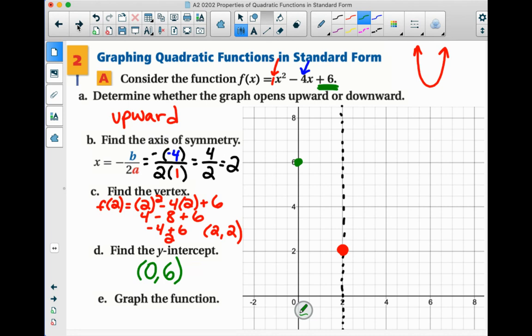So what we can do with the axis of symmetry is if you find a point on one side of the axis of symmetry, you can reflect it to the other side. So if you look, this dot at 0, 6 is 1, 2, 3, 4 spaces away from the axis of symmetry. So we can go 1, 2, 3, 4 the other direction. Boom, we've got ourselves a parabola.